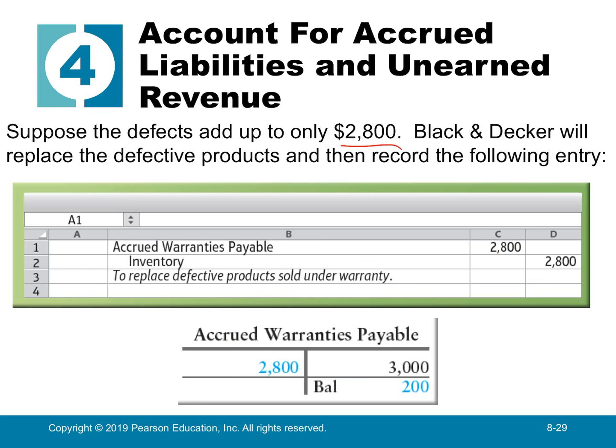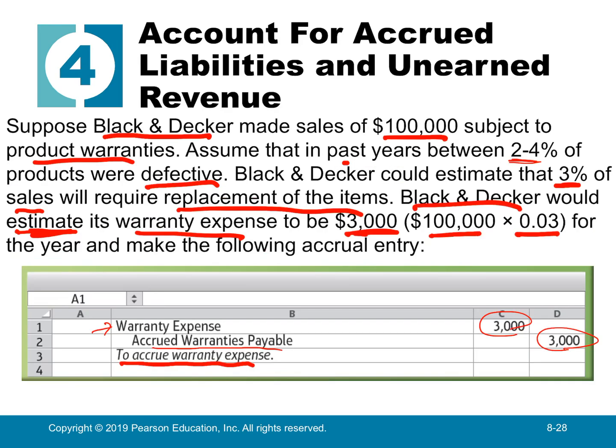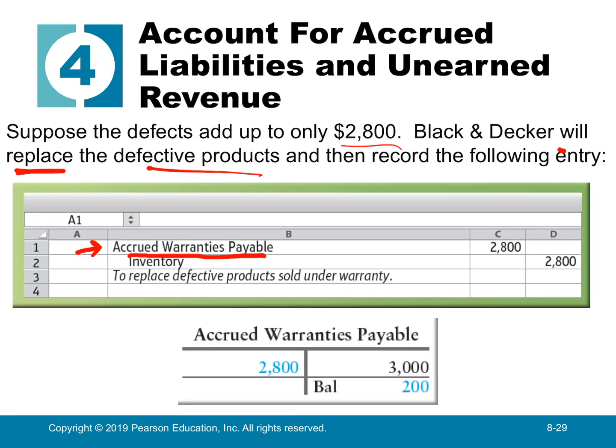So what we're going to do, in this case, we're just going to replace the defective products. So we are going to write down our accrued warranty payable. Again, no expense. We took the expense in the previous period, right? So now we're just going to pull out of this bucket called accrued warranties payable. We had 3,000. We're going to pull 2,800 out of it, so we have another 200 we can still utilize.